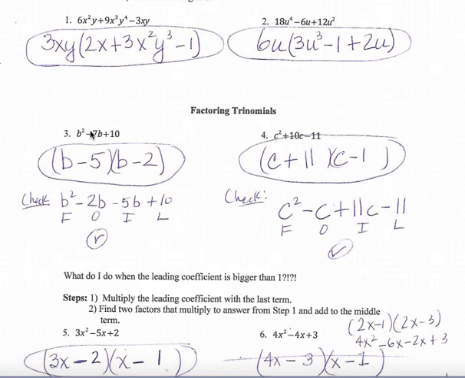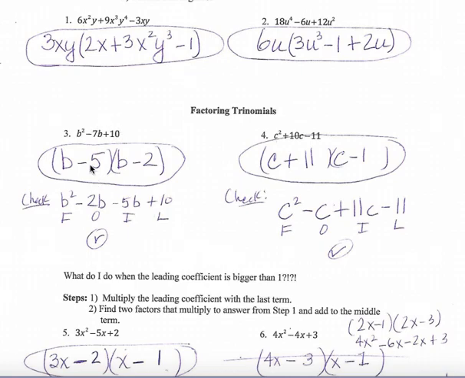I look at the sign of the middle term. It's negative, so I know I'm going to have two negative terms. So it's going to be b minus something, b minus something else. The factors of 10 are 1 and 10, and 2 and 5. But negative 1 times negative 10 adds up to negative 11, not negative 7.